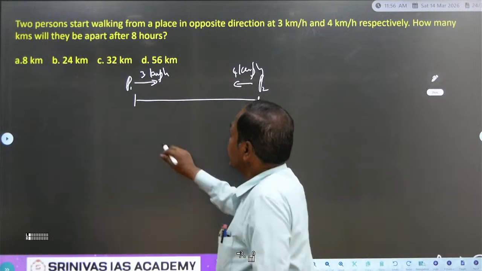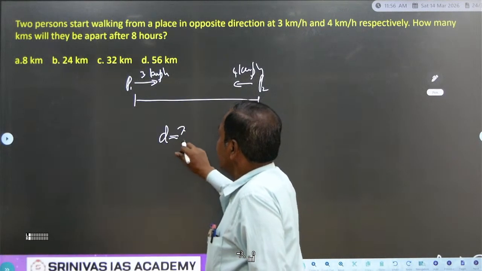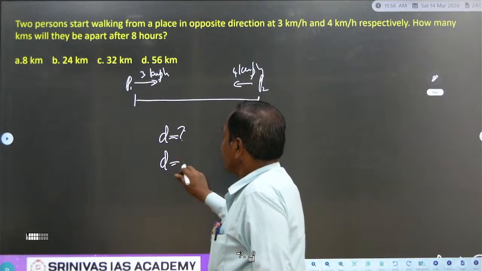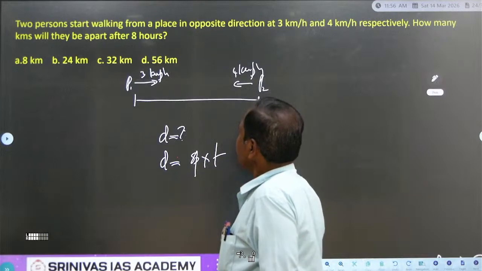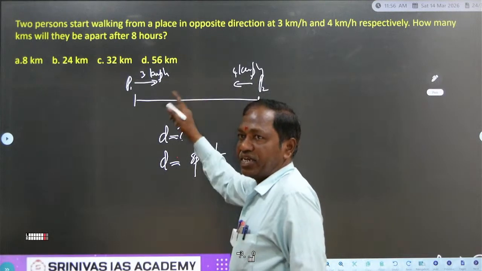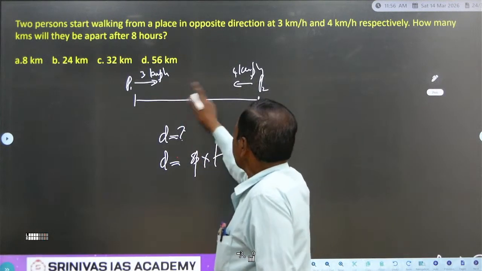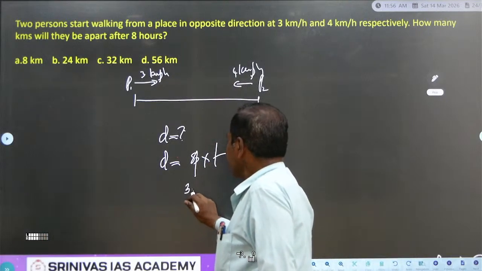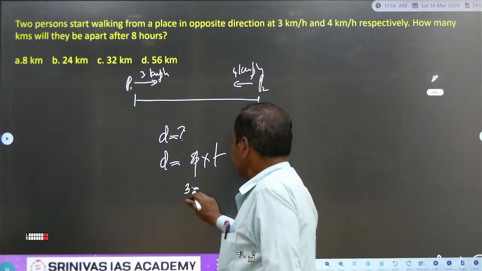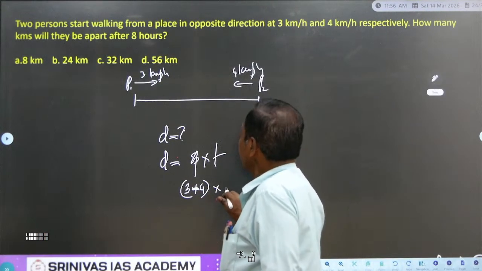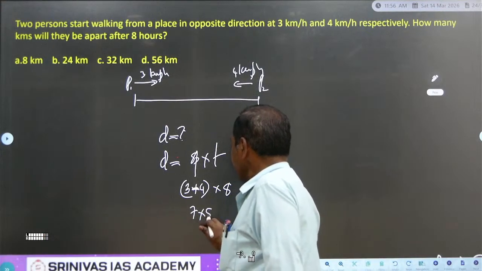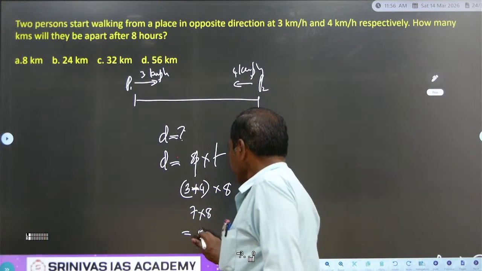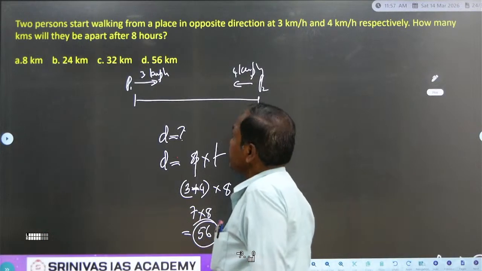After 8 hours, because distance is asked. What is the distance formula? Speed into time. What is the speed? Sum of the speeds in the opposite direction. Relative speed must be known. 3 plus 4 kilometers per hour into time taken 8. 7 into 8. So therefore, they are apart by 56 kilometers.